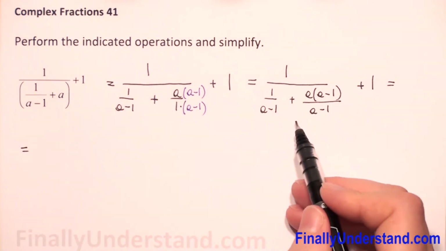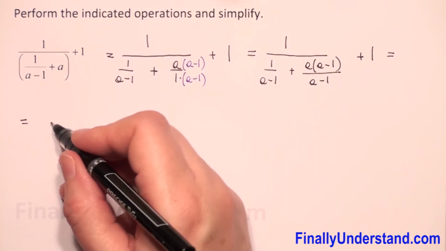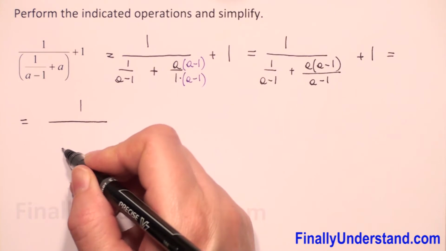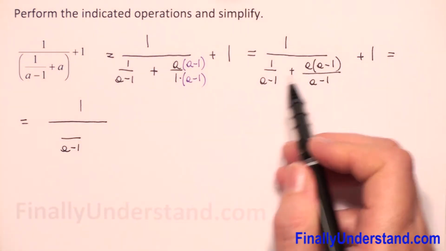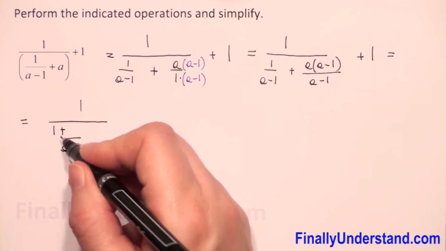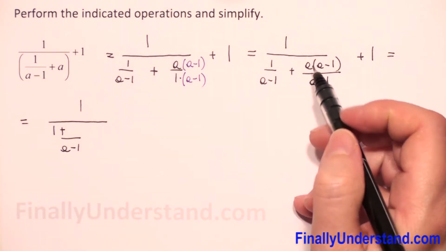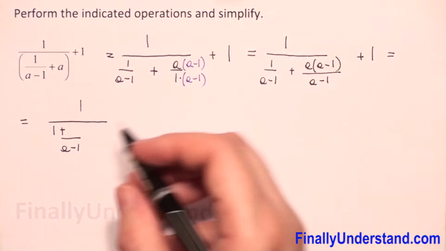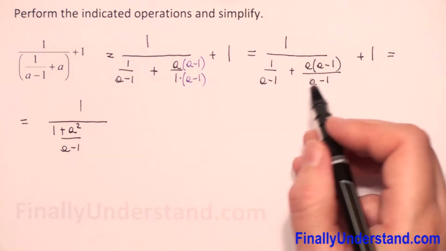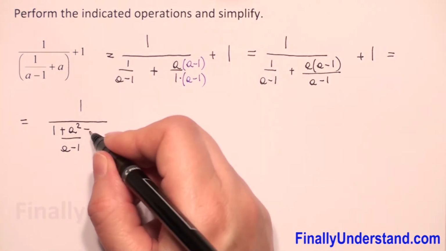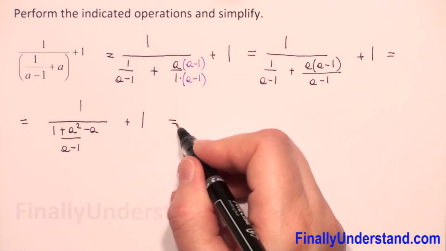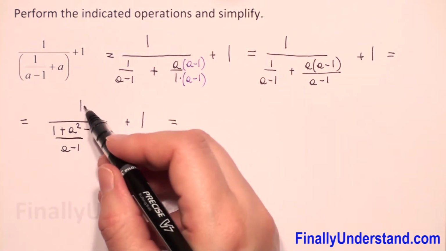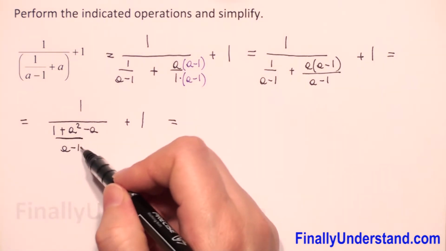The same denominators, so we have to copy the denominator, and we have to add numerators. So we have 1 plus, and I can do multiplication, a times a is a squared, a times negative 1 is negative a. And we have plus 1. So this is equal. Next, we have 1 over this fraction.